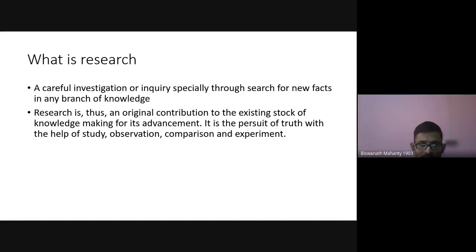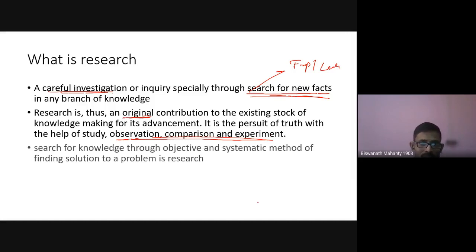Originality is a really important word. Okay, other words are there to make a sentence. Okay, here is a careful investigation through search of new facts. You can do the search of new facts through literature review, as well as doing some experiments you can do, and literature you must check. How to check the literature, all those aspects we'll be discussing in coming days. So that will give you some observation, you can have some comparison, and doing some experiments you can attain, you can pursue the new knowledge in this domain. Okay, objective and systematic methods to finding a problem.